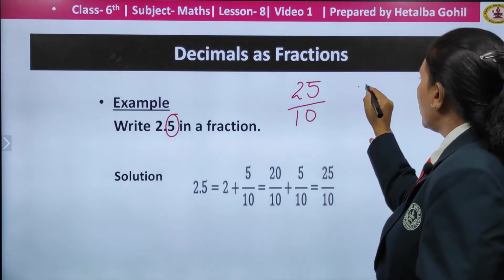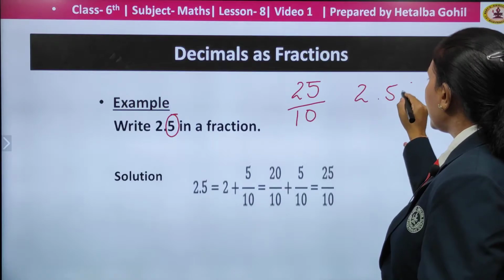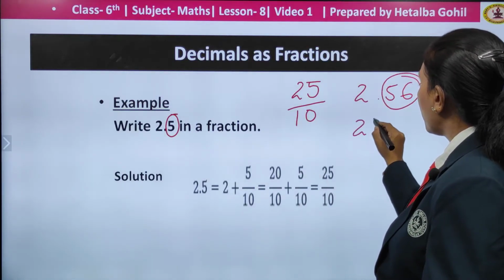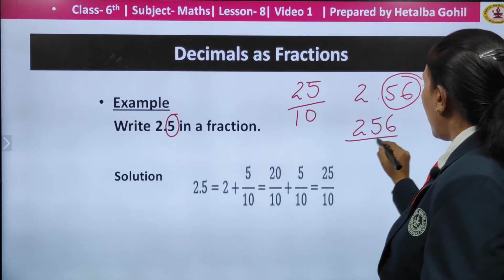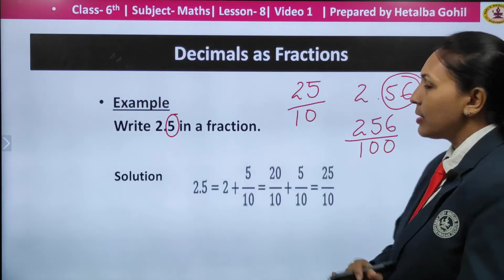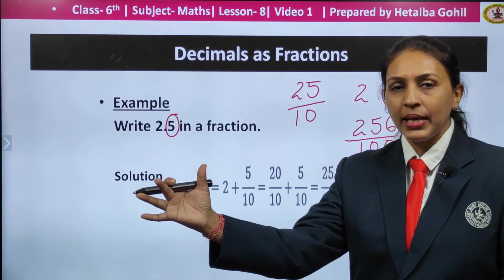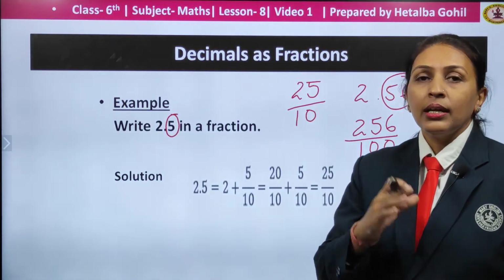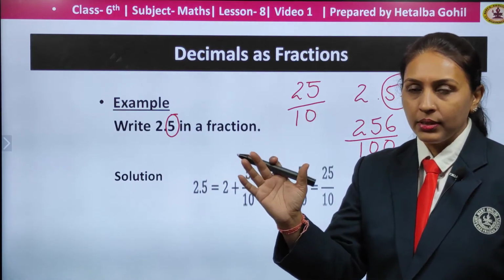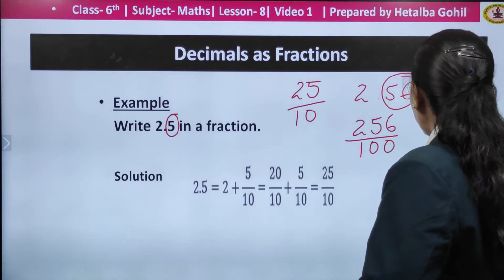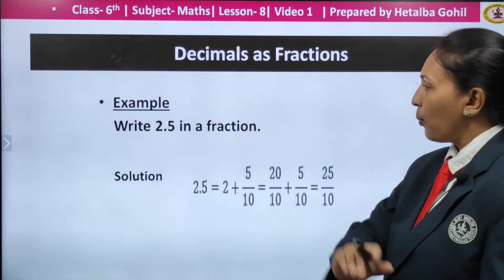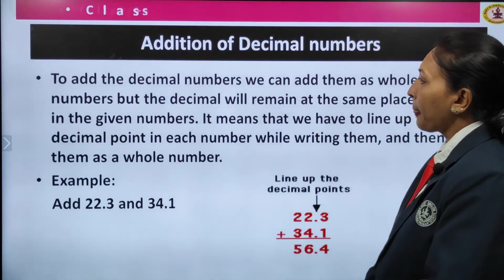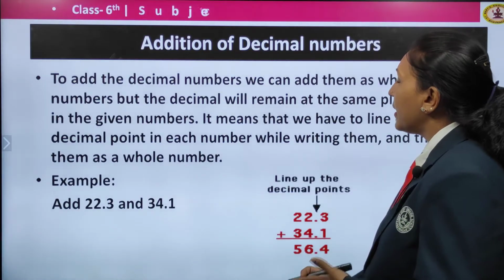Suppose I had 2.56, here 2 decimal places, so 2 zeros, that is 100 I will have here. And similarly, as many decimal places, that many zeros along with 1, that is 10, 100, 1000, 10,000, lakh, 10 lakhs, whatever. That has to be kept in the denominator so that you can avoid the decimal point from it.